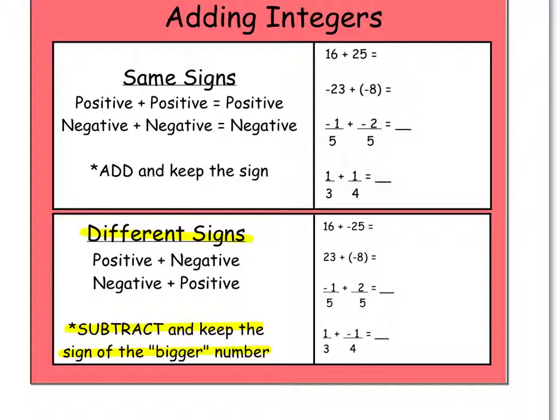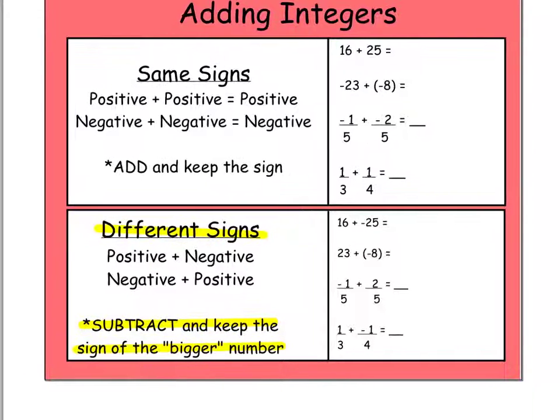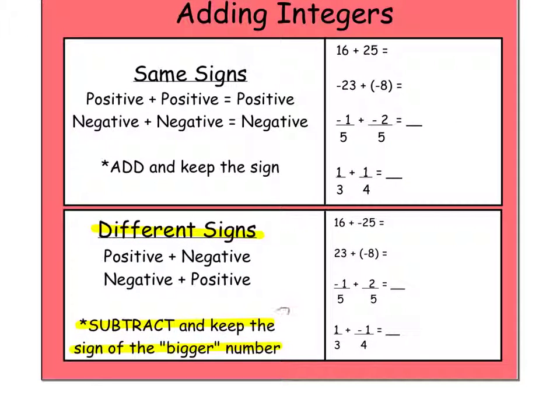Coming back to this slide that had our rules for adding integers, you'll notice at the bottom it explains how to add integers with different signs, meaning a positive number plus a negative number, or a negative number plus a positive number. The rule is listed below that we would need to subtract the two numbers and keep the sign of the bigger number. By the time we're done, you should be able to answer the following questions.